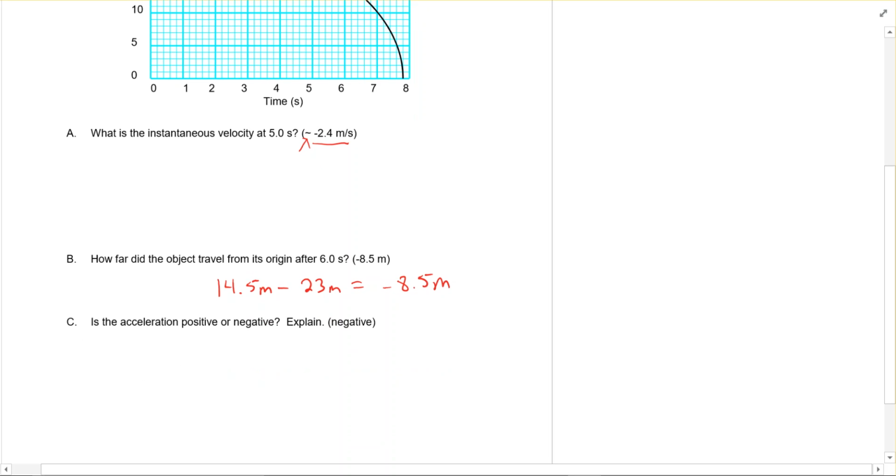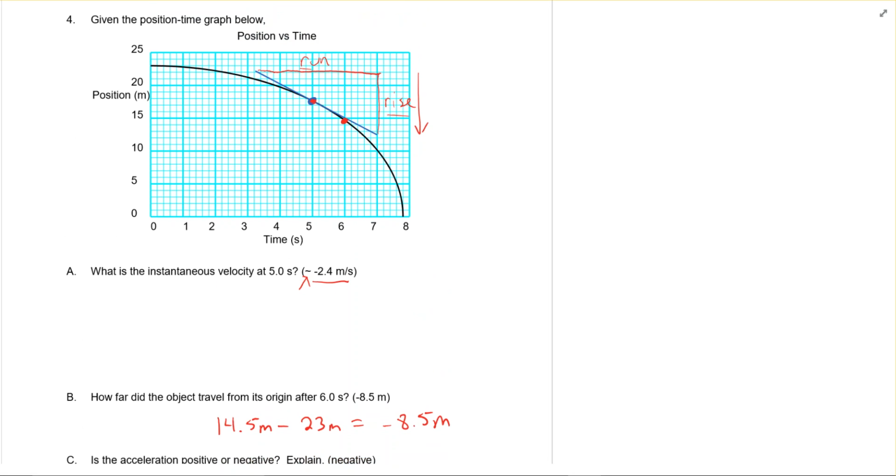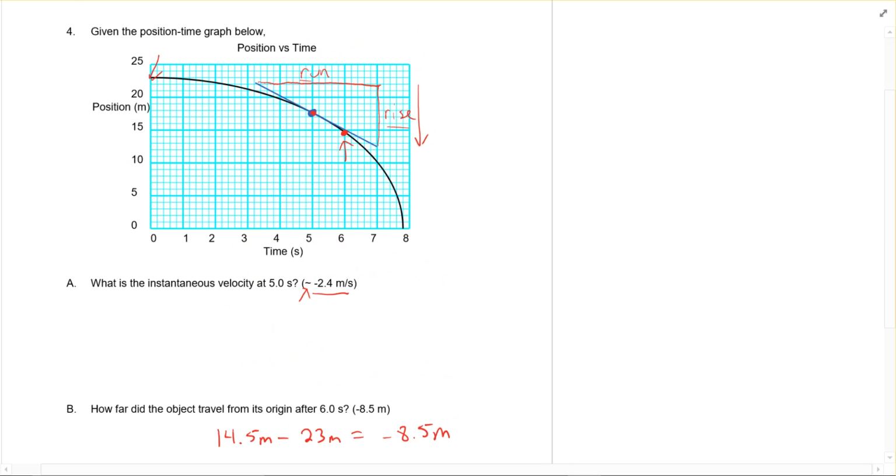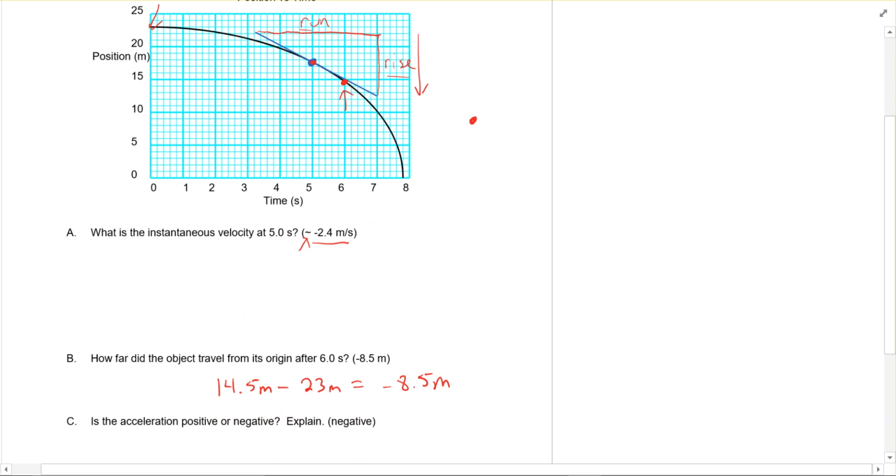Okay, B, how far did the object travel from its origin after 6 seconds? So after 6 seconds, so that's that red dot I've got here, it started at 23. It went down to 14.5. So I just went 14.5 meters minus 23. I just did the final minus the initial, and that gave me negative 8.5 meters. Okay, is the acceleration positive or negative? Well, this thing kind of looks like a frowny face, I'd say, right?